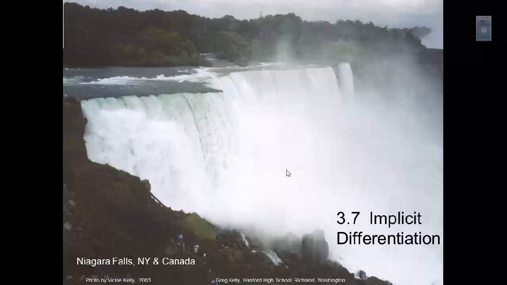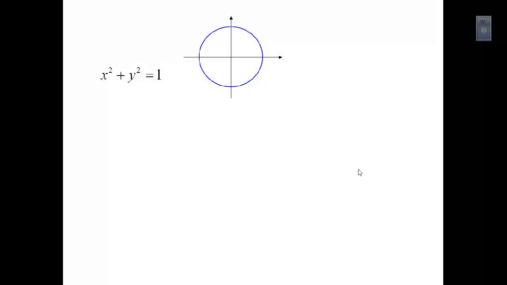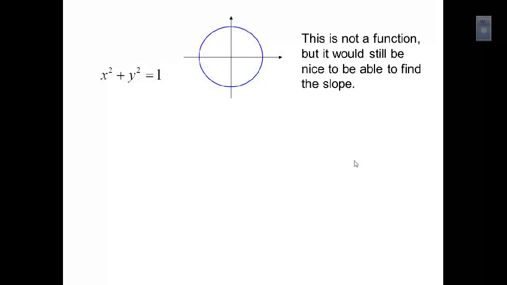All right, so the next section we're covering is 3.7, and it is called Implicit Differentiation. Now, there are instances where what we're dealing with is not a function, but it would be nice to be able to find the slope. And we don't necessarily want to change it into some other form of equations, such as the set of parametric equations that we looked at in the last section.